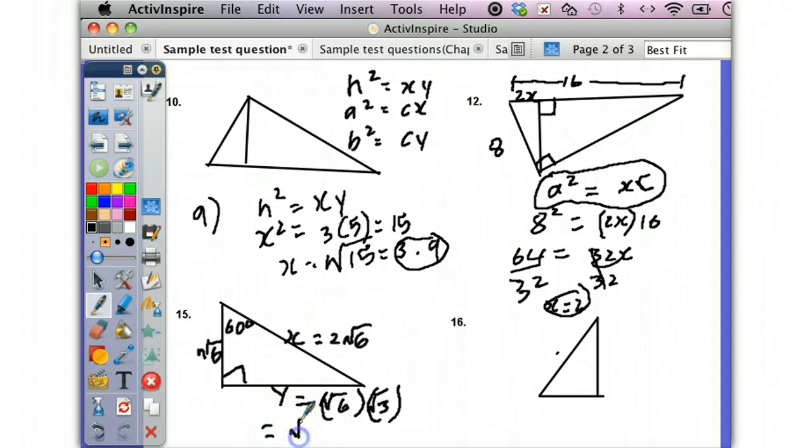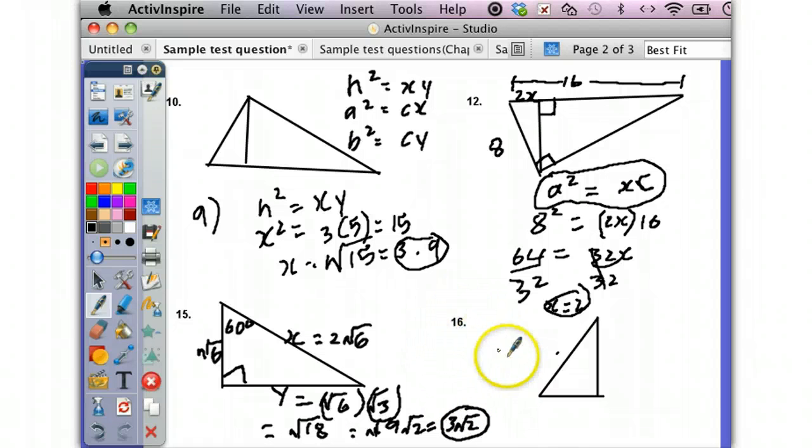Root 18, you can simplify that. Root 18 is the same as what? Root 9 times root 2, yes? What is that, David? It's 3 root 2. Josh, do you agree with that? All right, that's in the simplest form. If you leave it as root 18, you probably lose a point for that.